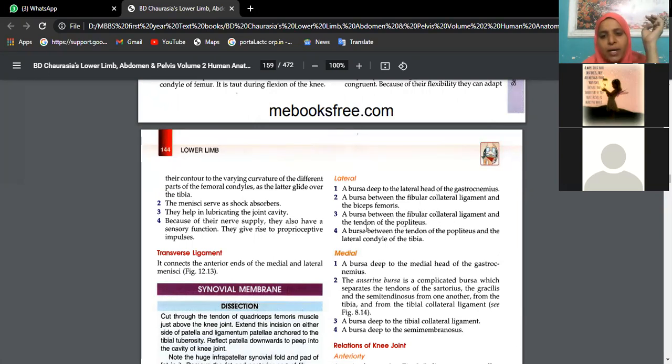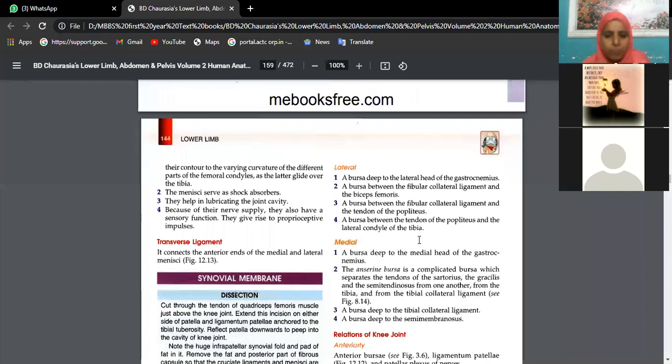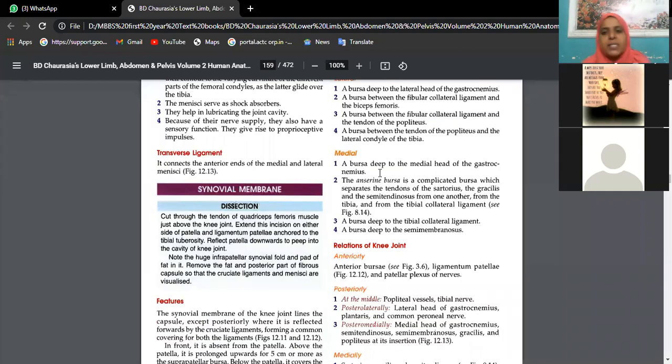Between the fibular collateral ligament and the tendon of popliteus, whatever muscles you have seen on the medial side and lateral side, between those muscles also we find bursae. Bursa between the tendon of popliteus and the lateral condyle of tibia. Medially we have a bursa deep to the medial head of gastrocnemius. There is one anserine bursa.